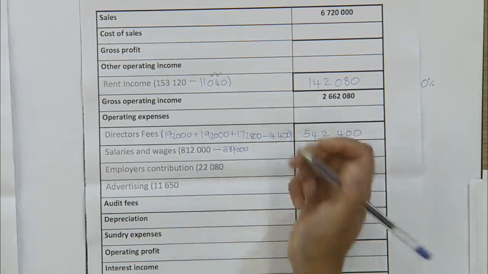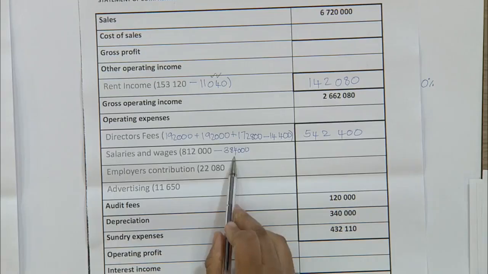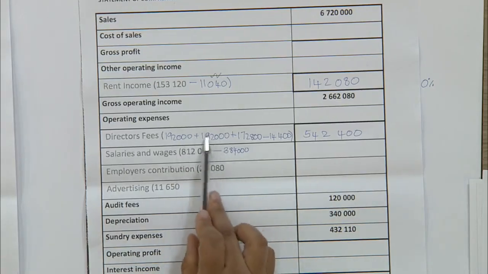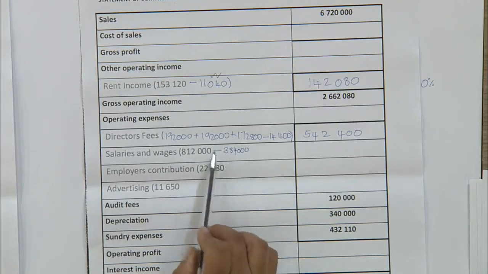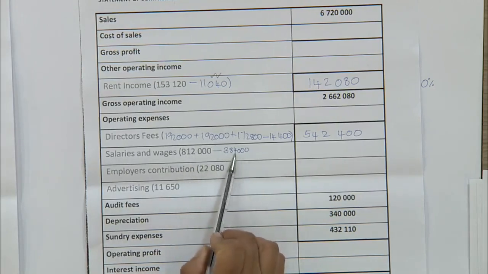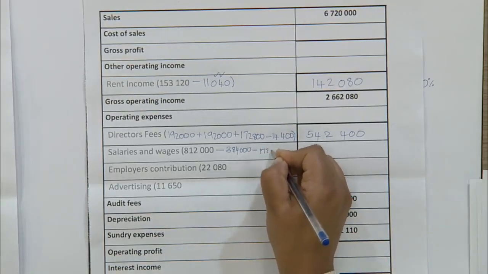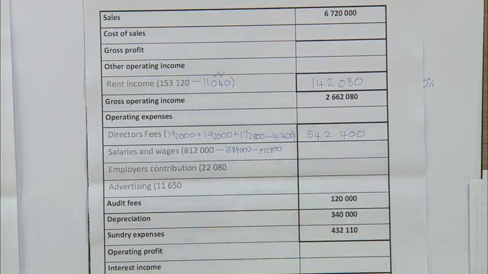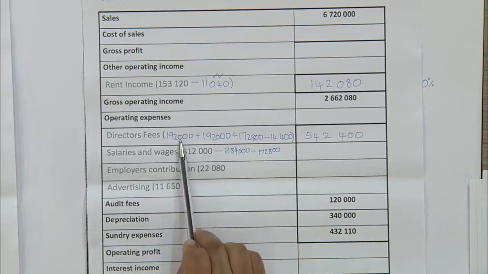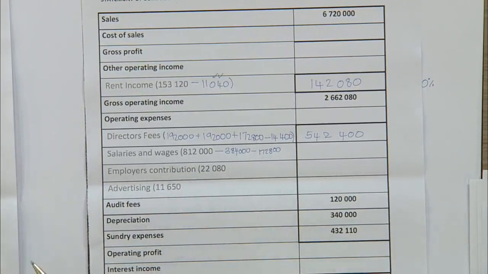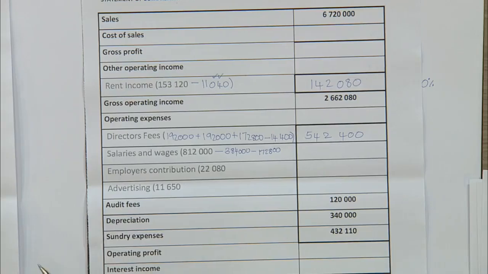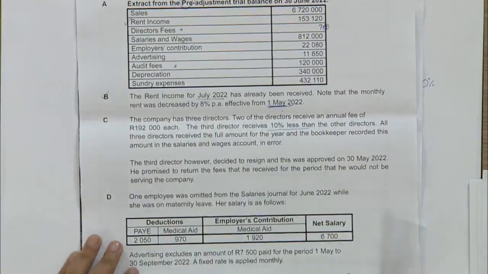Now, you'll be asking me, ma'am, where did we get the 384,000? It is those 2 directors, right? It's 384. And just for the sake of space, I'm just putting it together. And then we're also going to minus the director that earned less fees. So we're just going to take the full amount and minus from the salaries and wages. And that's the end for the 3rd one.